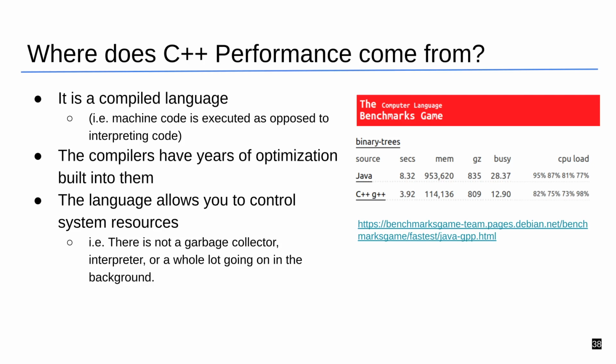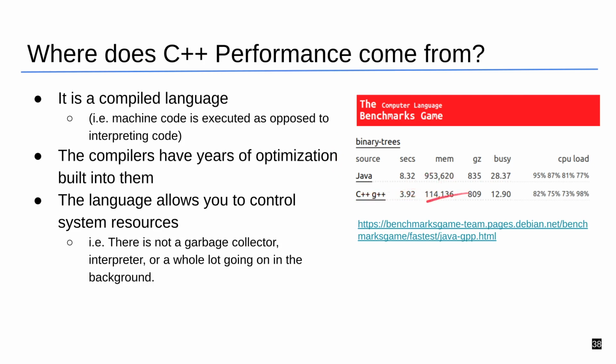So where does the performance actually come from? It's not just the language or the syntax, but that it's a compiled language. The code is executed as opposed to being interpreted like in a language like Python. Because it's actual machine code, there's not that additional interpretation step, and it can run faster.